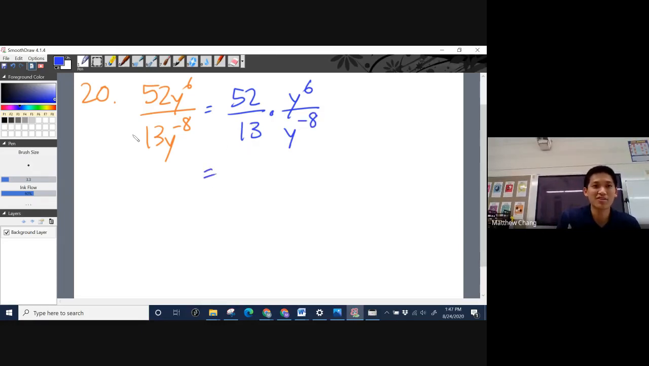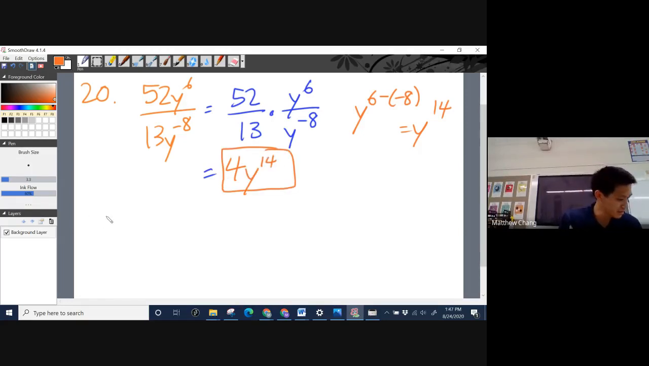Or if you see a pattern, you could actually just skip all of this. So 52 divided by 13 is 4. Y raised to the 6 over y raised to negative 8. Remember, that's a subtraction rule. So y raised to the 6 minus a negative 8. So you're going to get y raised to the 14. So this is 4y raised to the 14.